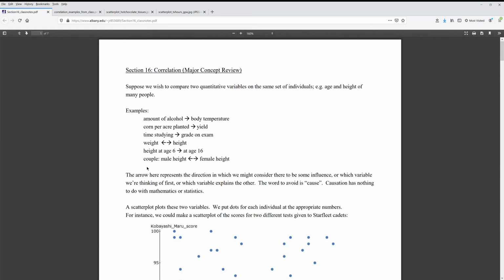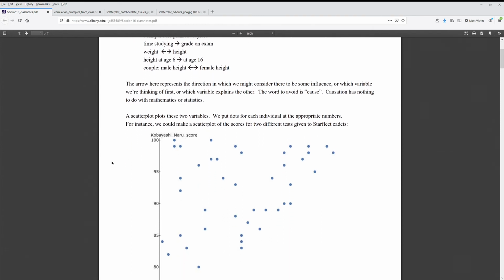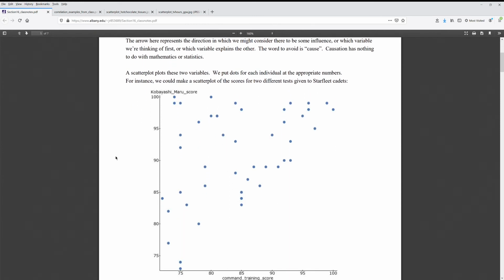So because I'll be continuing a lot of the same examples, wherever possible, I'll think of the variable that logically comes first and then the variable that logically comes after, but it doesn't really affect any of the calculations we're doing in this section. A scatter plot is a way of relating two variables.